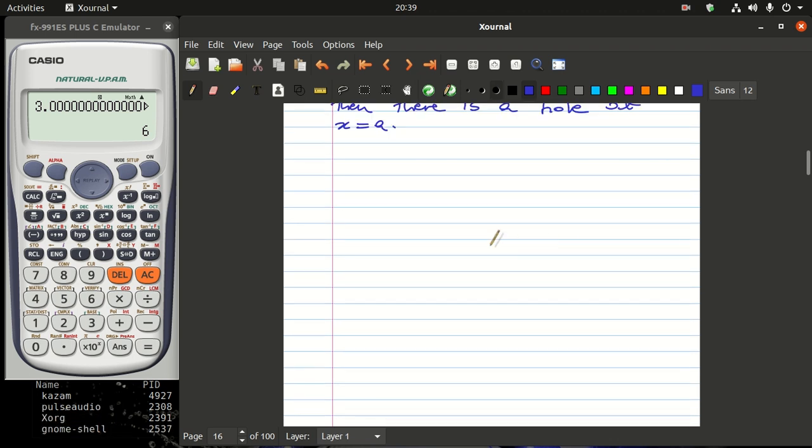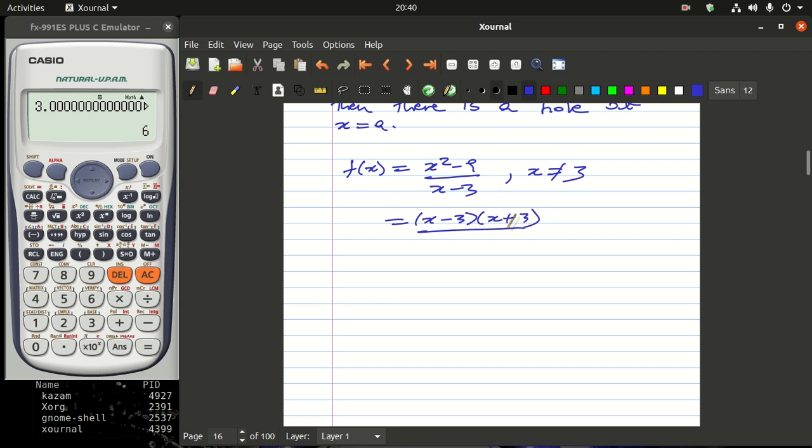Let me give you a nice example here. We had f of x is equal to x squared minus 9 over x minus 3, where x is not equal to 3. In other words, we have x minus 3 and x plus 3 over x minus 3. So I can cancel this out and say that actually this function is the same as x plus 3, where x is not equal to 3. We know that this is linear, so this function has the same shape as that function.